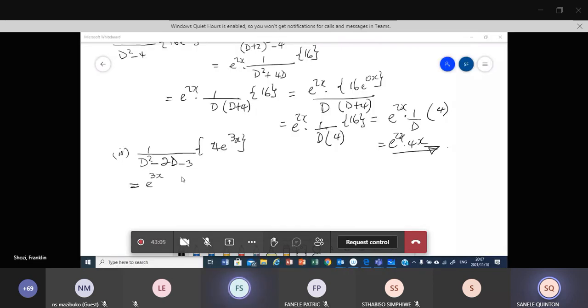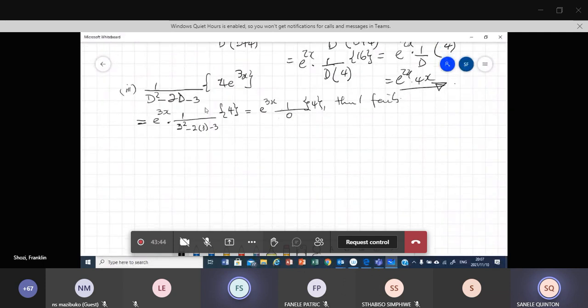Right. So now theorem 1 here, that in front, then 1 all over. That is theorem 1. We have d equals 3: 3 cubed minus 2 times 3 minus 3. The action is on 4. That becomes e to the power 3x times 1 all over. This is 9, 9 minus 6 is 3, 3 minus 3 is 0. Then 1 over 0 fails again. We can't continue.